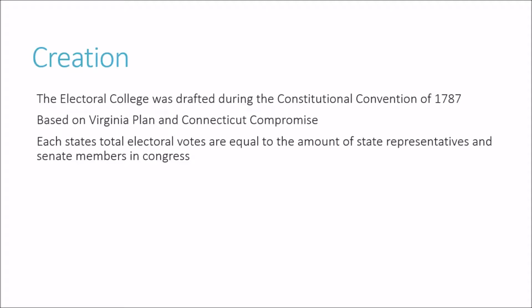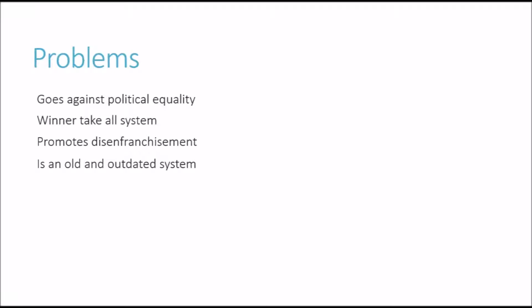Each state's total electoral votes are equal to the number of representatives and Senate members in Congress. Currently, to become president, you must receive 270 electoral votes, just over half of all electoral votes. Problems with the Electoral College are ignoring political equality, using the winner-take-all system. It promotes disenfranchisement and is just an old, outdated system.